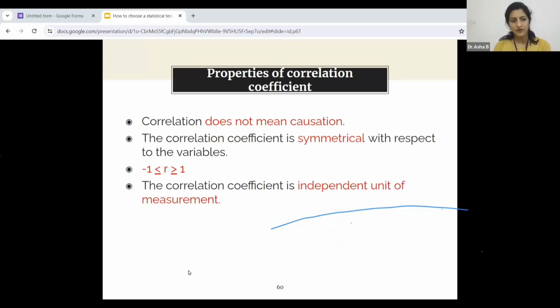Let us look into the properties of the correlation coefficient. The first point is that correlation does not give us any causation. It just shows association, or how two variables are related. The second is that the correlation coefficient is symmetrical with respect to the variables. Whatever R value we get for height and weight will be the same between weight and height. Even if you interchange the values, there is no independent and dependent variable in correlation. It's just two values that we are having.